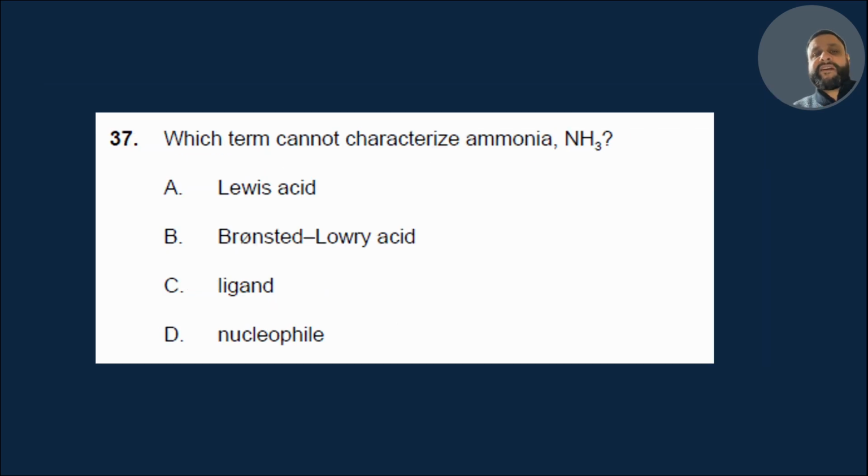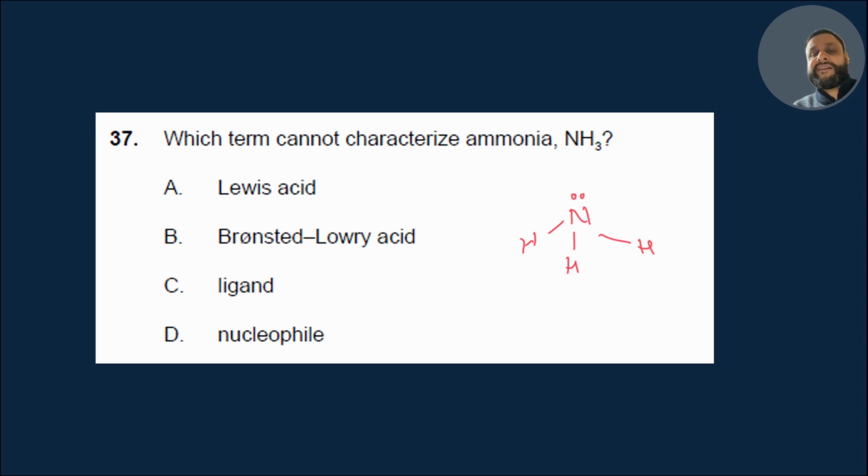Which term cannot characterize ammonia, NH3? Let's quickly draw the Lewis structure of ammonia NH3. So we have a lone pair on nitrogen, and a lone pair donor is called a ligand. It can form a coordinate covalent bond with a central metal ion. C is correct. D, nucleophile. Ammonia can act as a nucleophile, so D is correct as well. But we're looking for a term that cannot characterize ammonia.